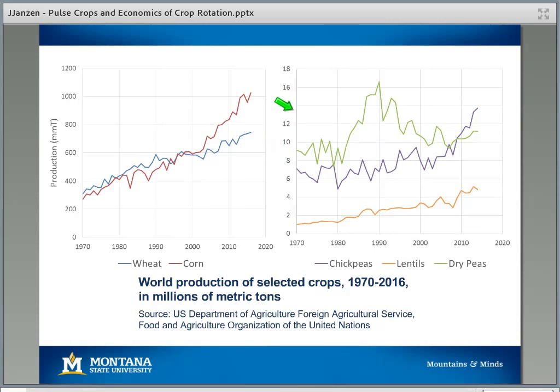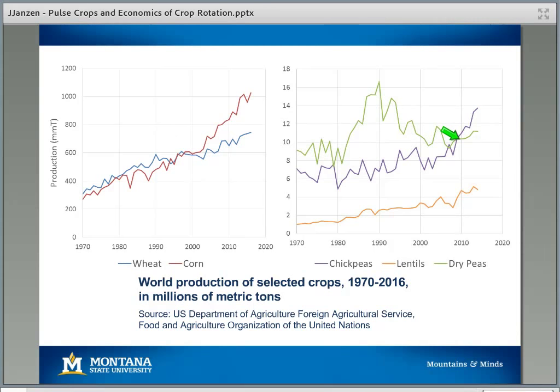You can see that the y-axis on these graphs is totally different. Whereas we're growing hundreds of millions of metric tons of corn and wheat, we're growing only between 2 and 15 million metric tons in any given year for pulse crops. We've seen pulse crop production in the world go up, especially for lentils, and over here for chickpeas.